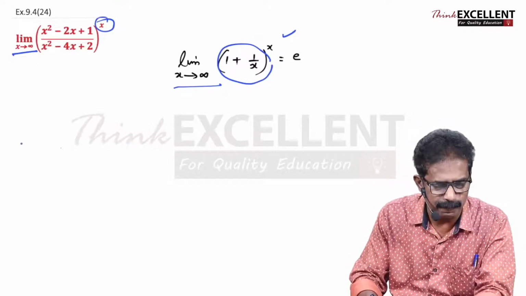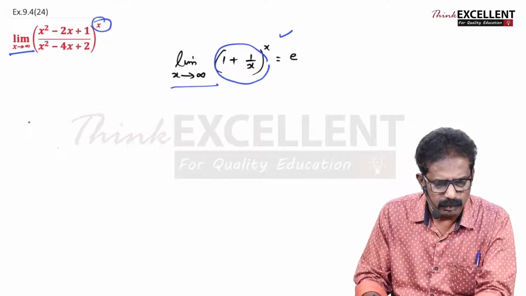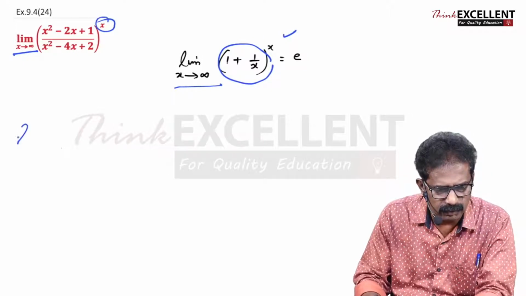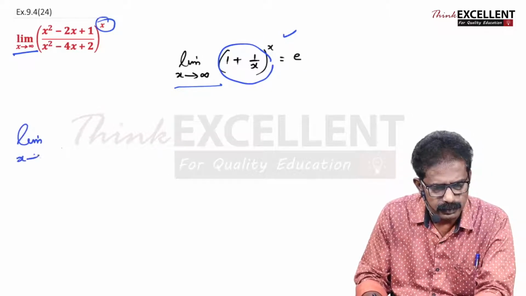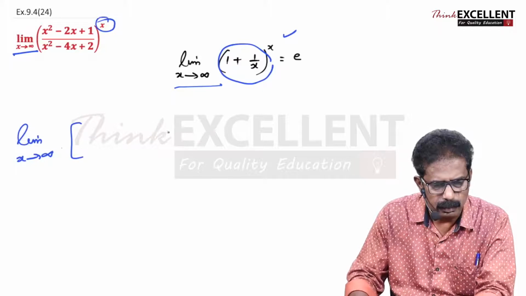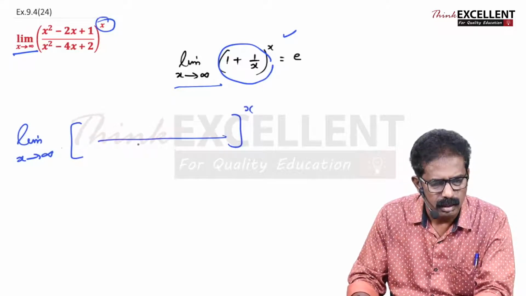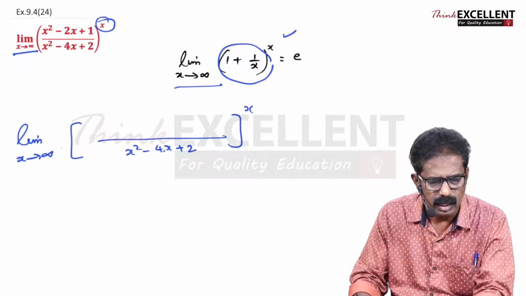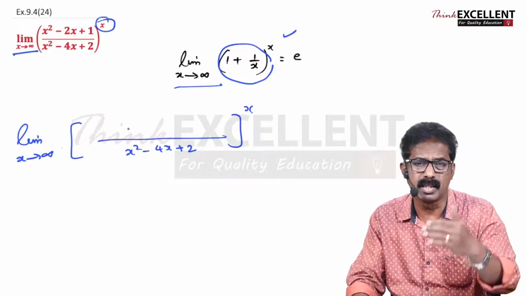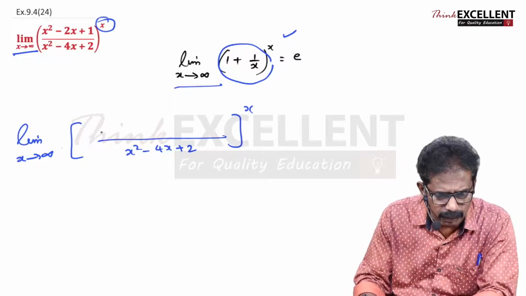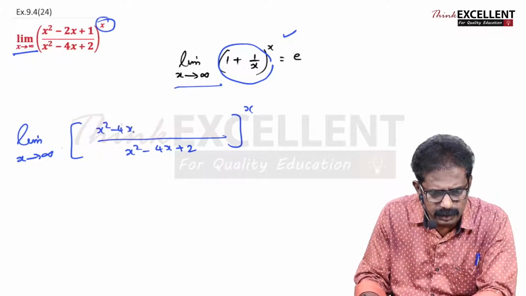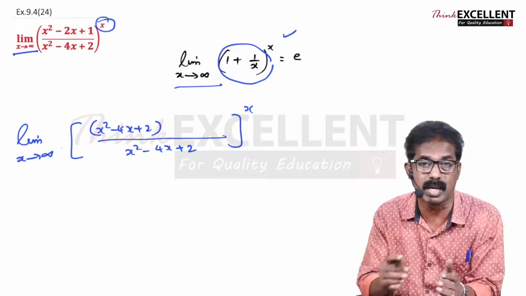Okay, please listen. First what I'm going to do, limit x tends to infinity, the power is x. The denominator is x square minus 4x plus 2. I want the same thing in the numerator, then a by a is 1, right? So I'm going to write x square minus 4x plus 2, but the numerator is something else, so we adjust.